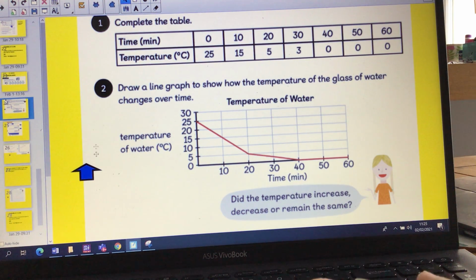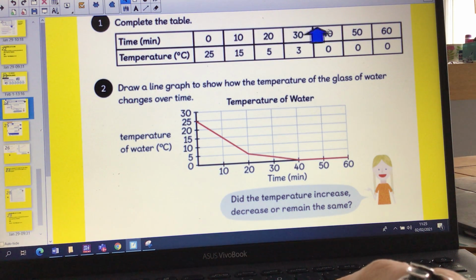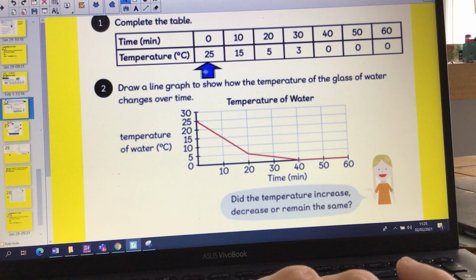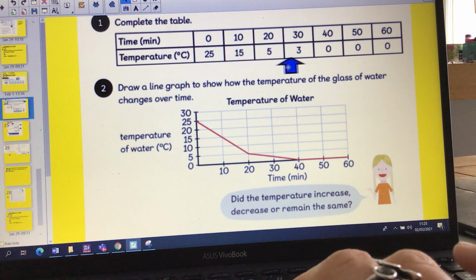So we've got the time here, going across there, children, going up in 10 minutes. And we've got the temperature shown in degrees Celsius here.